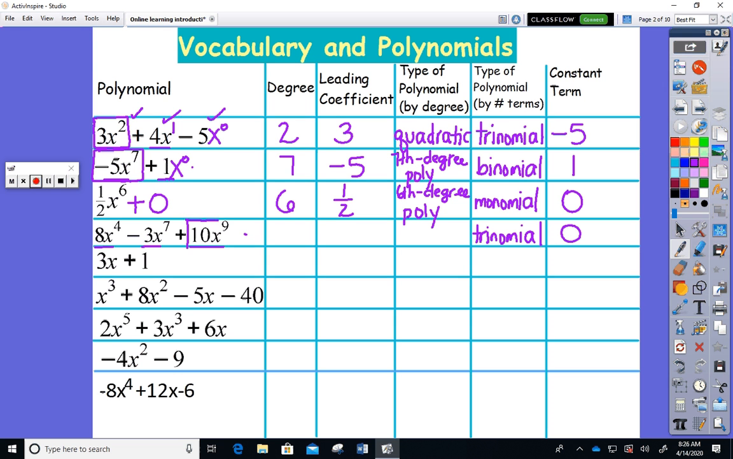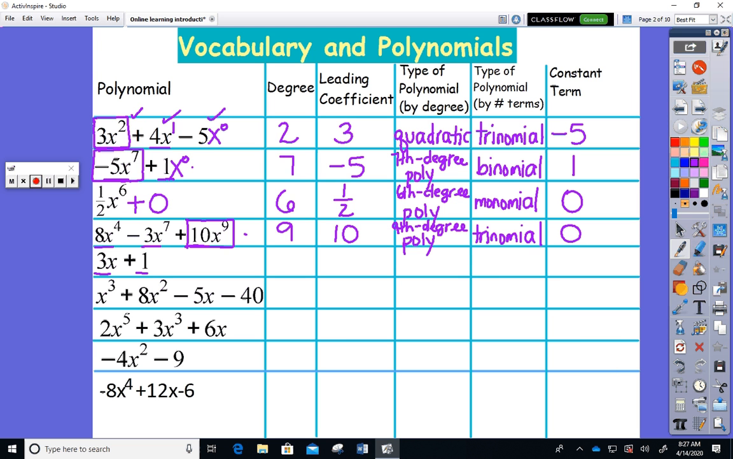If I did put it in the correct order, 10x to the 9th would be first because it's got the highest exponent. So my leading term is 10x to the 9th, which tells me my degree is 9, and my leading coefficient's 10. And again, since the degree is 9, I don't have a neat name for it. So 6th degree and higher, there's no way to talk about it other than to say, well, it's a 9th degree polynomial.